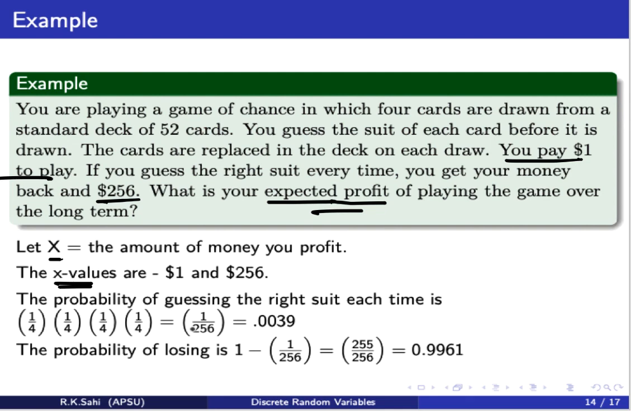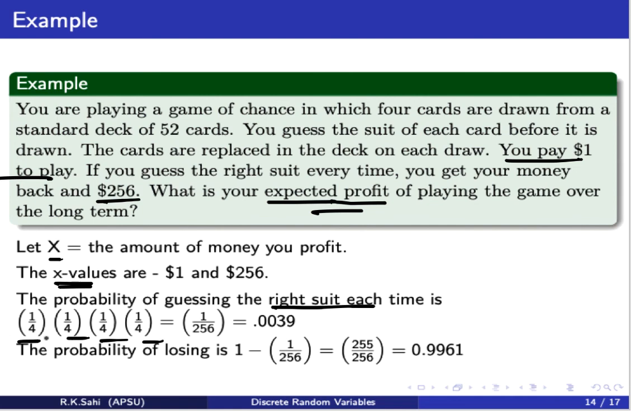Now, in a suit, we know there are 4 cards drawn at a time. So the probability of guessing the right suit each time, like for the first card you draw, is only 1 possible out of 4 possible. So this is a probability problem, which is like 1/4.